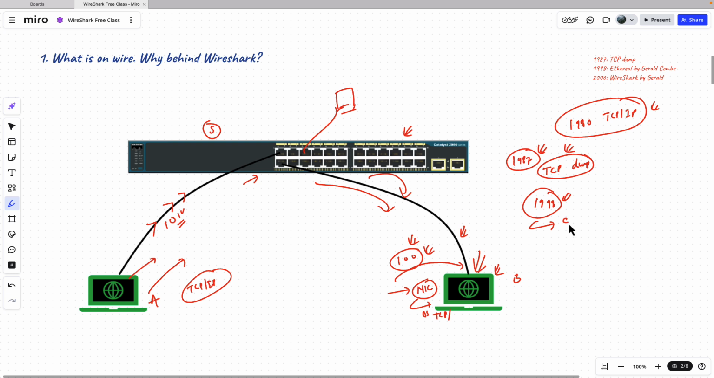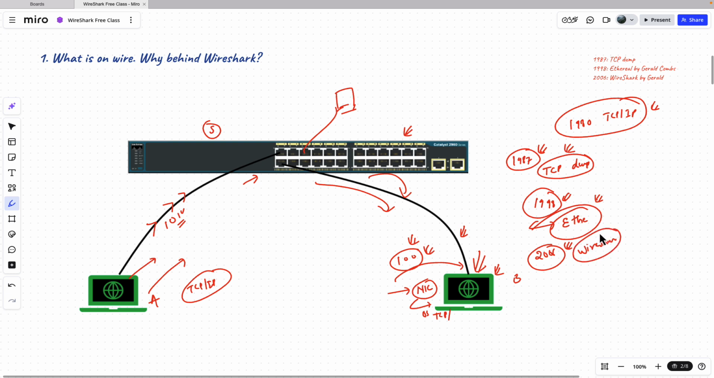So he named this tool, or the software, Ethereal, right? And this was a magical tool. This was a magical software. Everybody was so interested in it after that. And around 2006, he renamed it. He put lots and lots of features on top of it. And he said that this tool is Wireshark.